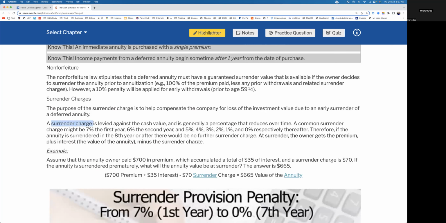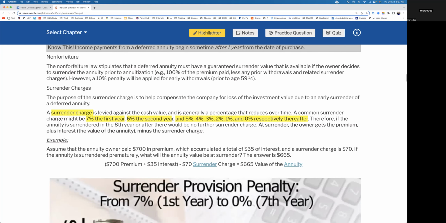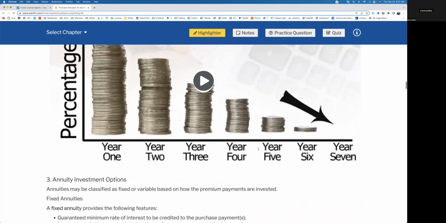Annuities have a surrender charge. You see this right here? So it might be 7% on the first year, 6% on the second year. So the surrender charge goes down to zero the longer you have the annuity. You see what I mean? So if you have to take out the money in the first year, it's a 7% penalty.